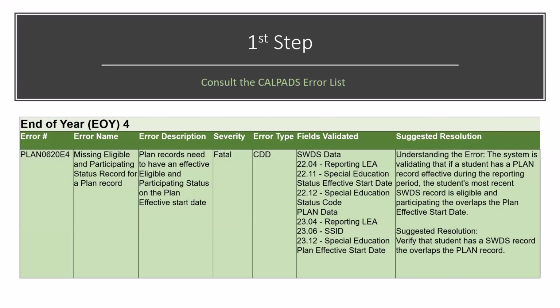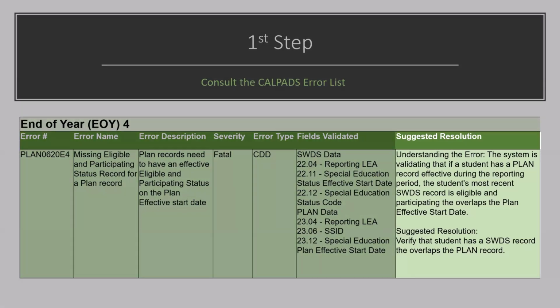right? So there's 3 elements in the status, and then the plan data: the reporting LEA, the student, the SSID, and then the special education plan effective start date. So we really want to pay careful attention to the status effective start date and the plan record's effective start date. And the fields of validation are important because this is where you're going to look at the record in CALPADS, make your comparisons, and identify the discrepancy that is triggering the error.